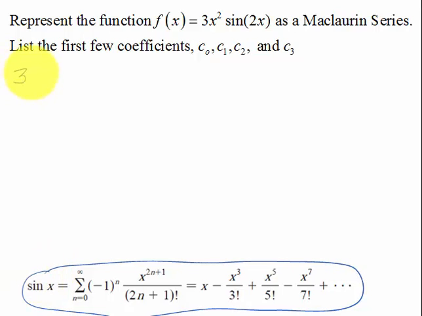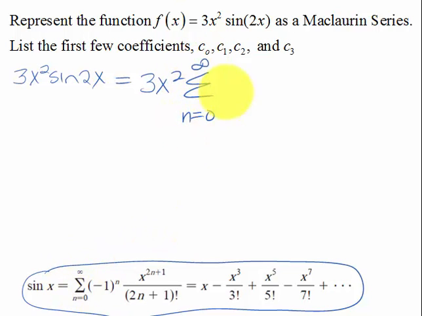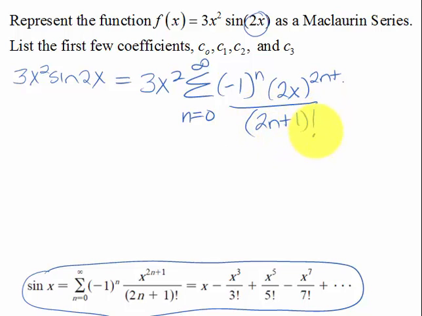And so 3x squared sine 2x is going to be 3x squared, sum, going from 0 to infinity. We can use our sine series, but instead of having x, we put in 2x. So we have negative 1 to the n, and then here we have 2x to the 2n plus 1 over 2n plus 1 factorial. Now we can rewrite this a little bit.